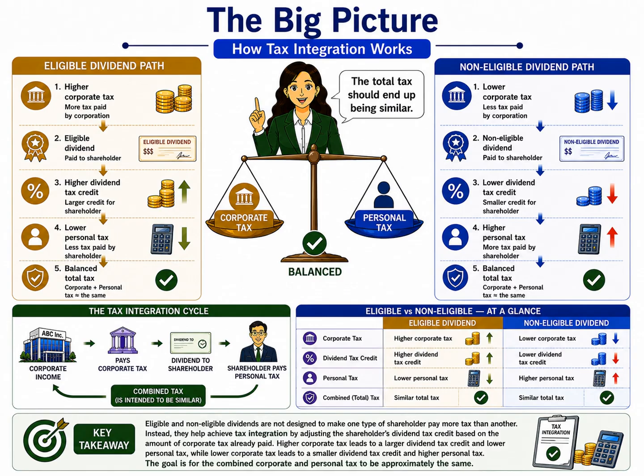The Canadian tax system doesn't look at corporate tax or personal tax in isolation. Instead, it looks at the combined tax paid by both the corporation and the shareholder. The objective is that the total tax burden should be reasonably similar, whether the income was earned through a large corporation paying the general corporate tax rate or through a Canadian-controlled private corporation benefiting from the small business deduction.